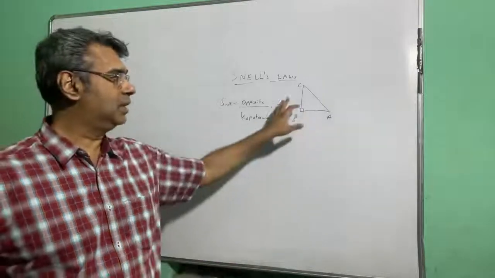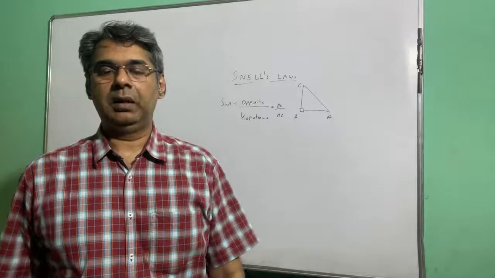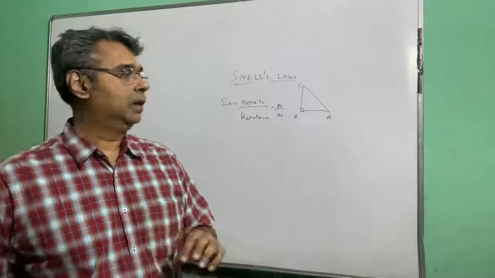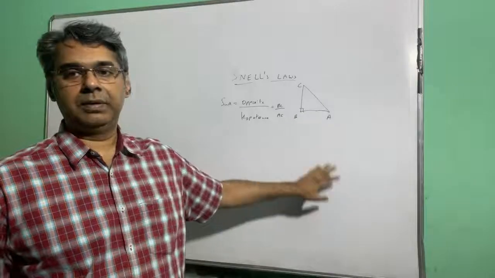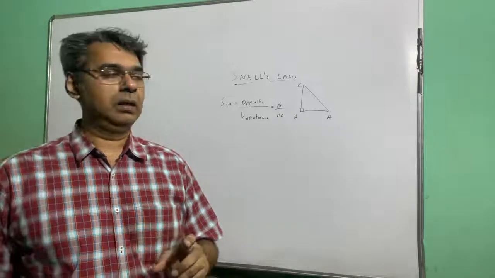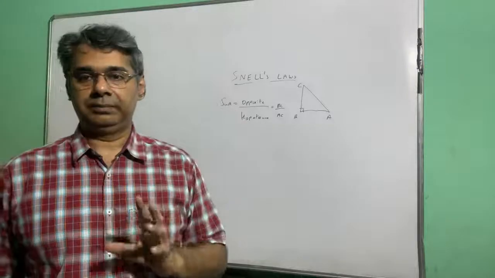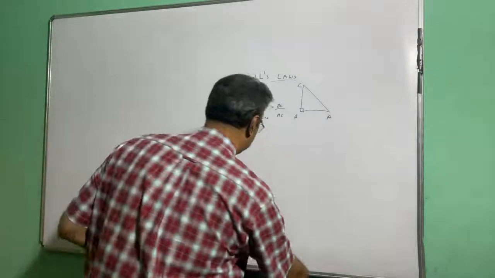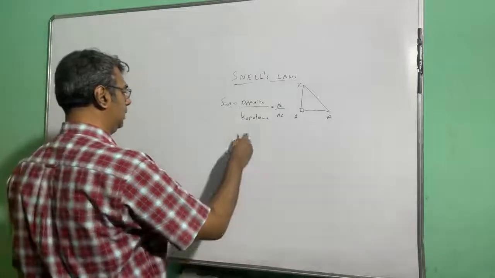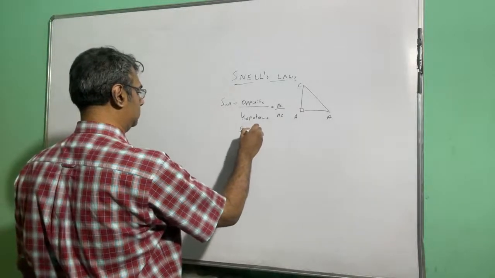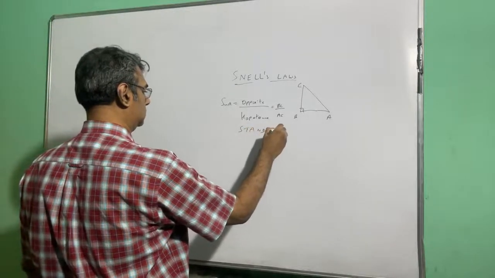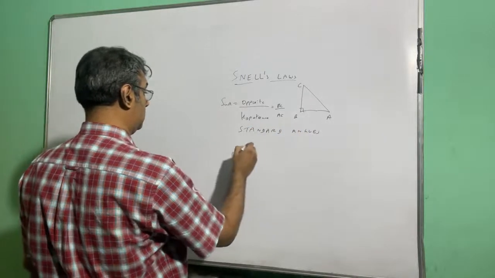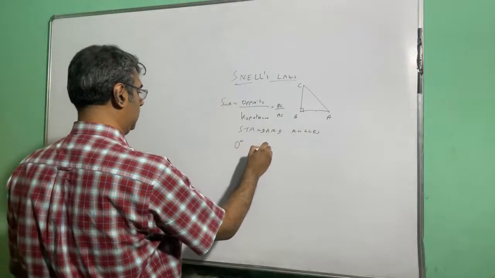So it seems that sine A, which is BC by AC, depends on the measurements of this triangle, but they discovered that it does not. It actually depends only on the angle. So if I have a particular angle, it will have a particular sine. Keeping that in mind, they gave a table called standard angles.